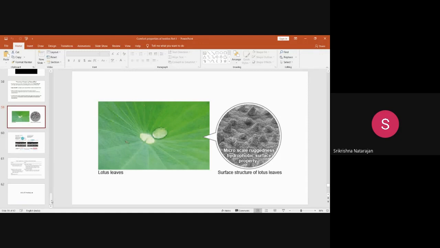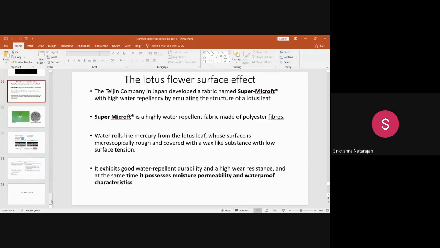If you see the structure of the lotus leaf, it contains some micro scales. Those micro scales have a hydrophobic surface because of the presence of natural hydrocarbons. The structure of the leaf contains these micro scales, and those scales are rich in hydrocarbons, so that they repel the water. It will not absorb the water, it will repel the water.